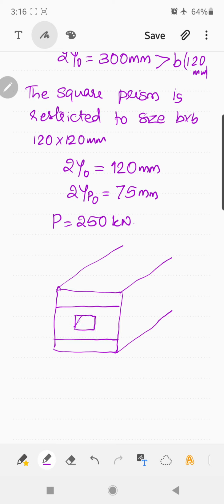This is the punching area and this is the surrounding prism. The size of the prism is 2 y naught by 2 y naught, and the size of the punching area is 2 yp naught by 2 yp naught.